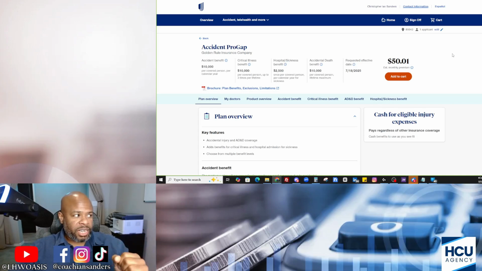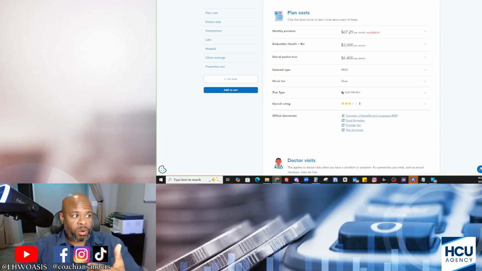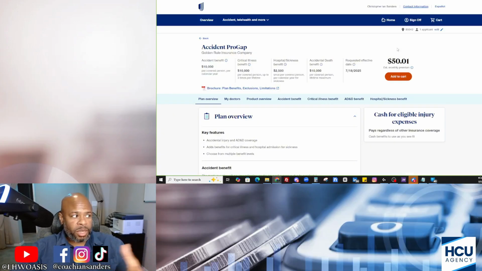Now, what this does is if you're in an accident or you have a critical illness, they're going to pay $10,000. So what will happen is you'll go into the hospital, you'll get your bill. Let's say that you were in there for 2 days, it'll be for $6,400 because that's your out-of-pocket maximum. Then you would submit that claim to United Healthcare and they're going to send you a check for $10,000. Now you can use that check to pay for the $6,400 that you owe, and then you get to keep the rest. Does that sound good?